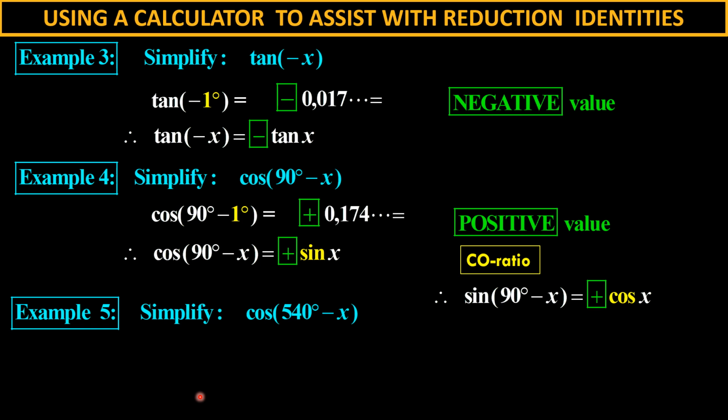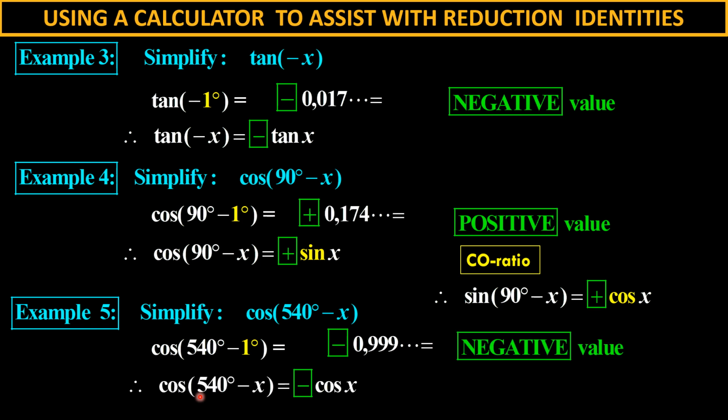Let's take another one: cosine of 540 minus 1. That answer is going to be negative, so I know cosine of 540 minus x has to be negative. And then I can just drop the 540 and it stays cosine. The only time it changes is when you have 90. If there's a 90 involved, a cosine changes to a sine, or the other way around, a sine changes to a cosine.